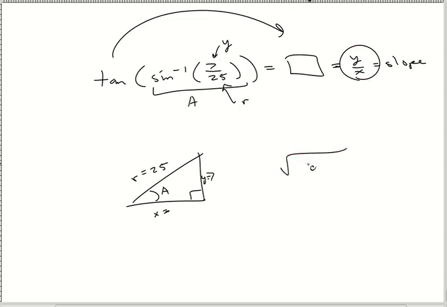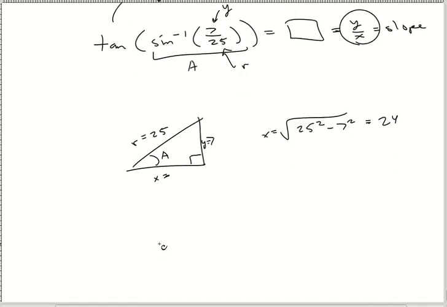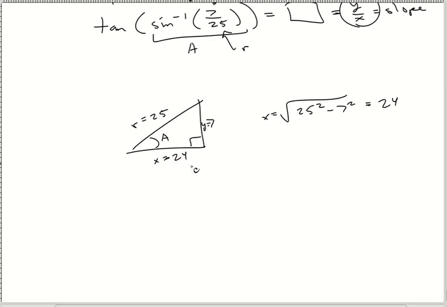Pythagorean theorem. So x would be equal to the square root of 25 squared minus 7 squared. We get a 24. This is actually one of those special triangles, a 7, 24, 25 triangle. It doesn't come up every day, but there you go.